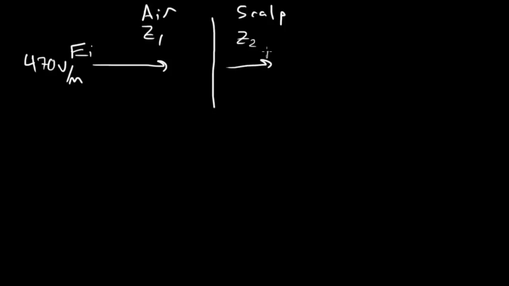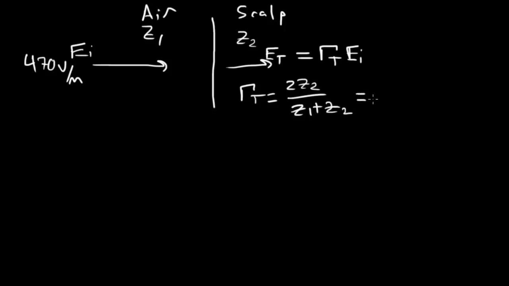Let's look at the transmission. So that's going to be the transmission coefficient times the incident electric field, and the transmission coefficient is going to be equal to 2 times Z2 over Z1 plus Z2. That equals, if you run through the numbers, because this characteristic impedance is, what was it, 55, and this equals 377. Just plug and chug. This is going to be 0.255. Okay, that's the transmission coefficient.